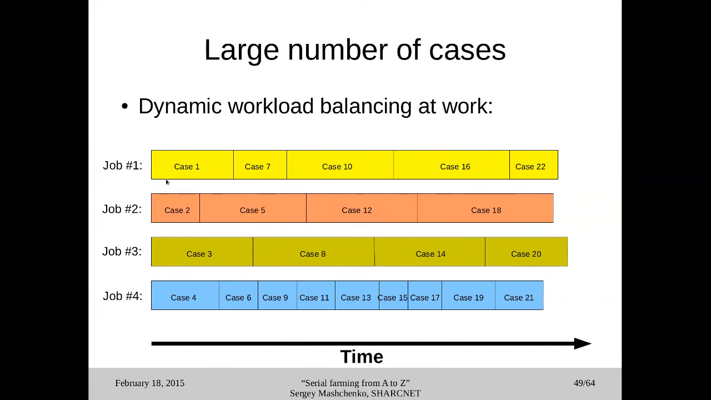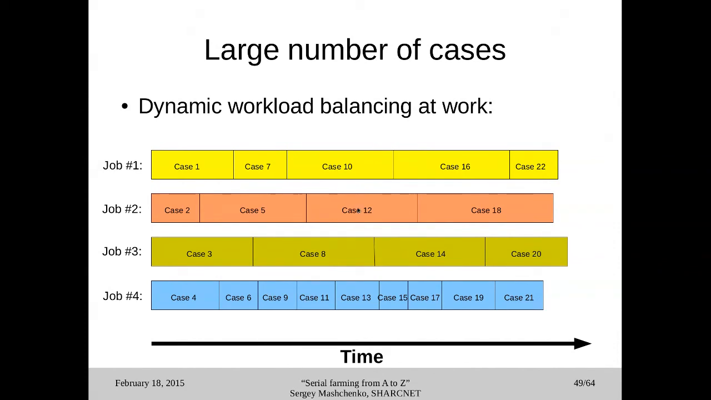In this case, there are 4 task run jobs, and they compute 22 cases. As you can see here, this is time, this arrow is the direction of the time evolution. Initially jobs grab whatever is available, case 1, 2, 3, 4. But then the job which finished its own first case sooner will get the next case, 5. And then it will get the next available, and so on. So regardless of how short or long individual cases might be, all the task run jobs will finish roughly around the same time.